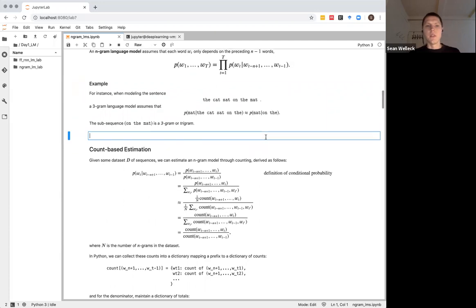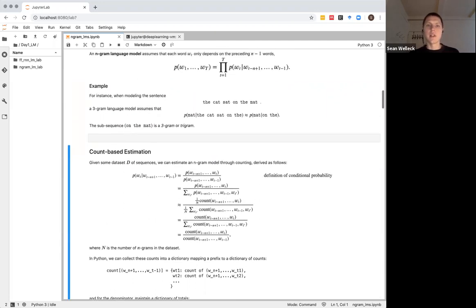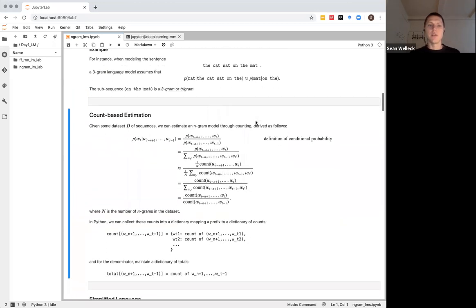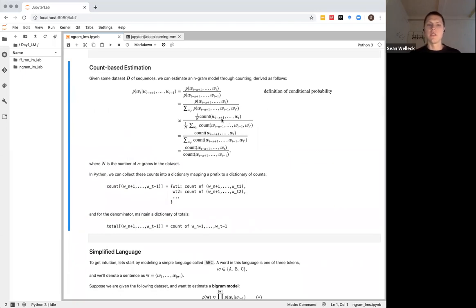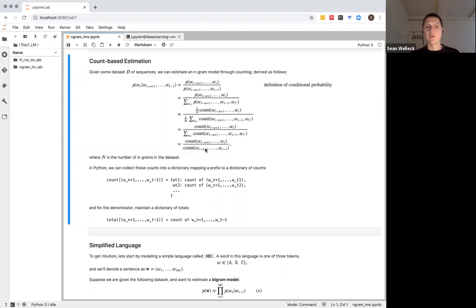Okay. Now also, as we saw in the lecture, in order to estimate an Engram language model, one way of doing it is just by counting the different occurrences of these Engrams. And so here's the whole derivation for how to do it. So if you have this conditional, which is the probability of the next word given the previous n-1, you can just use the definition of conditional probability. And then you could follow along with these steps. Just due to time, I won't talk through them in detail. And at the end, you get this formula here, which is just the count of the entire Engram divided by the count of the preceding n-1 terms.